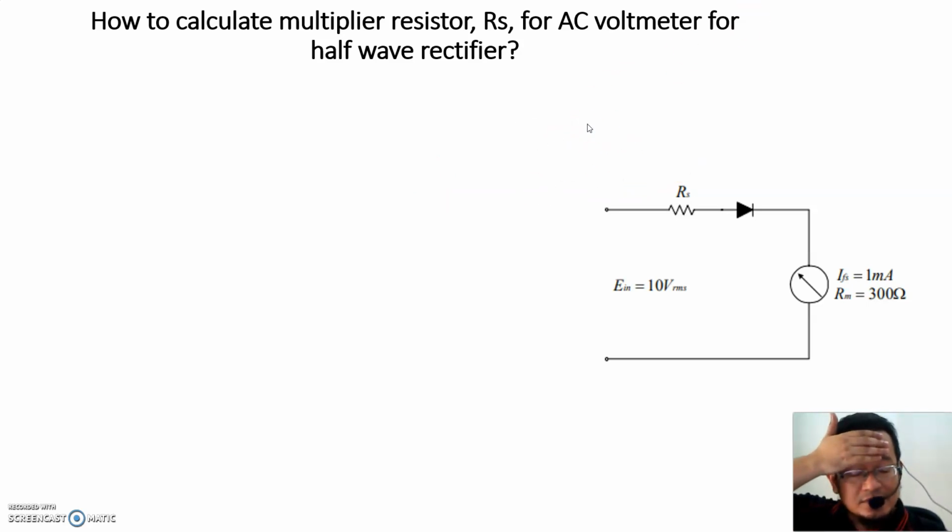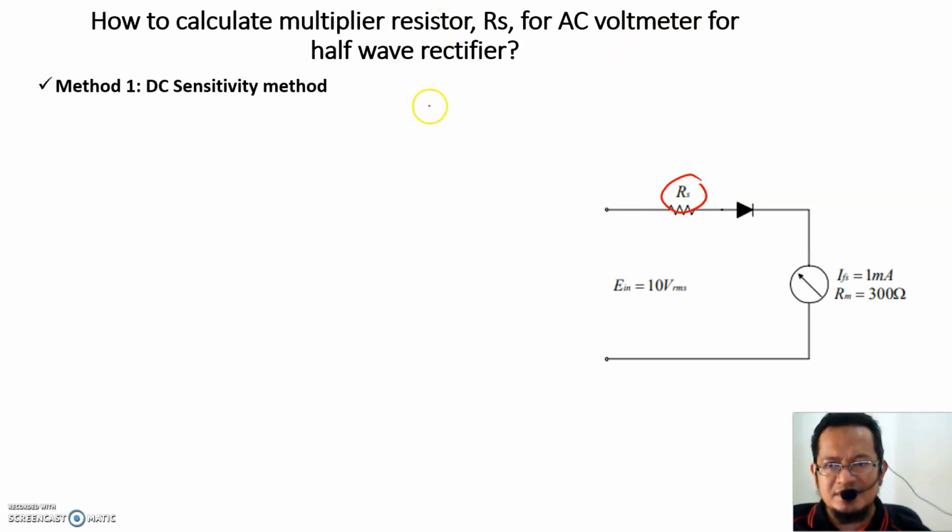So, welcome back to part 3 of our lecture series on AC meter. We'll continue now on how to calculate the multiplier resistor, RS, this value here, for an AC voltmeter using a half-wave rectifier. There are basically two methods. Method number one is called the DC sensitivity method.